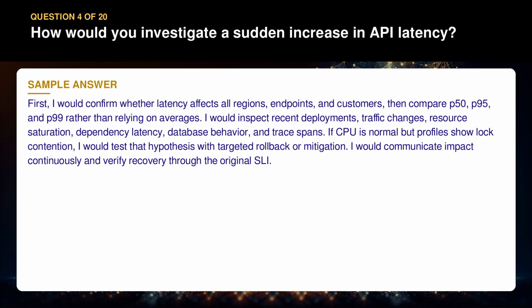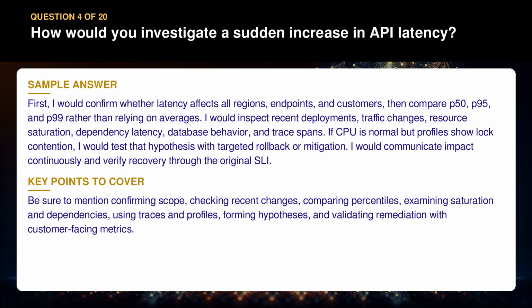If CPU is normal but profiles show lock contention, I would test that hypothesis with targeted rollback or mitigation. I would communicate impact continuously and verify recovery through the original SLI. Be sure to mention confirming scope, checking recent changes, comparing percentiles, examining saturation and dependencies, using traces and profiles, forming hypotheses, and validating remediation with customer-facing metrics.